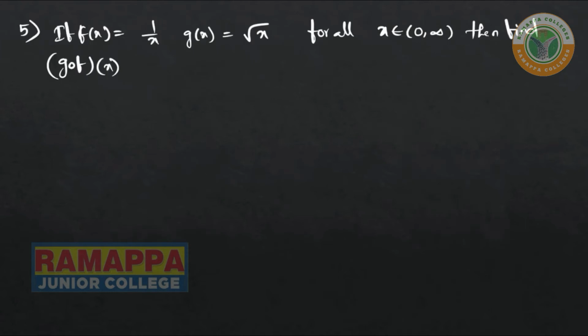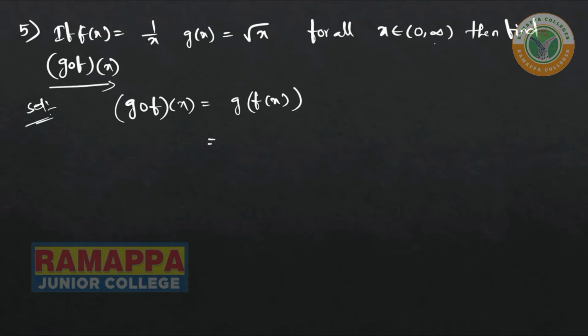Now the fifth question, students. If f of x is equal to 1 by x and g of x is equal to under root of x, for all x belongs to 0 to infinity, then find g of f of x. Now the solution. He has given f of x is equal to 1 by x. Now I am writing g of f of x, where f of x is 1 by x, so g of 1 by x, in the place of f of x.